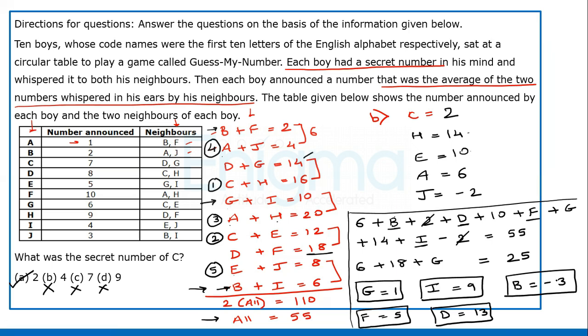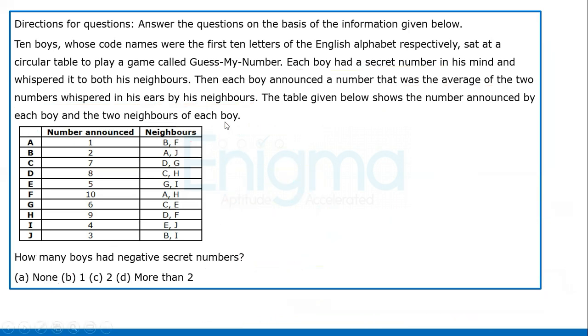Okay. So these are the values of the remaining alphabets. So we have only two numbers which have a negative number, that is J and B. So answer will be, how many boys had negative secret numbers? Answer will be option C, 2.